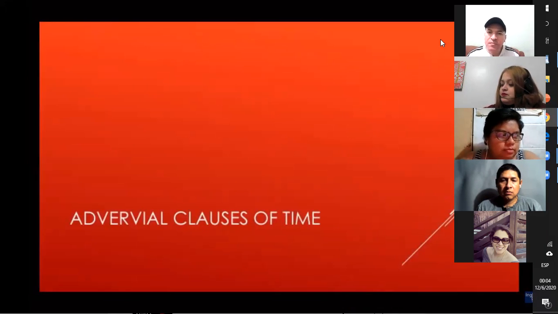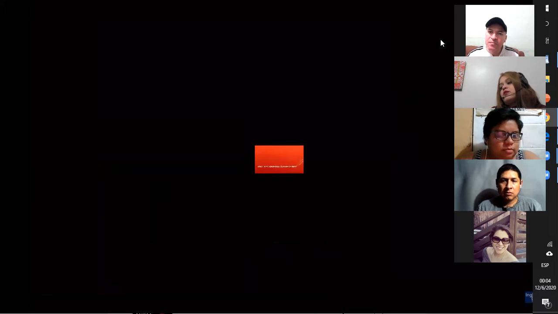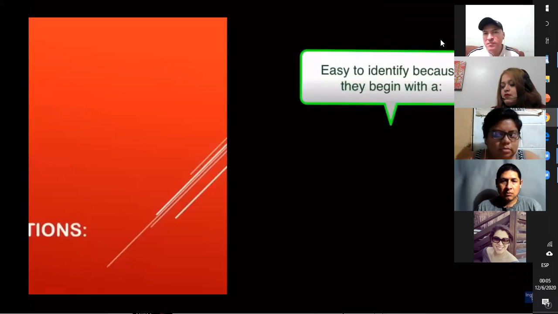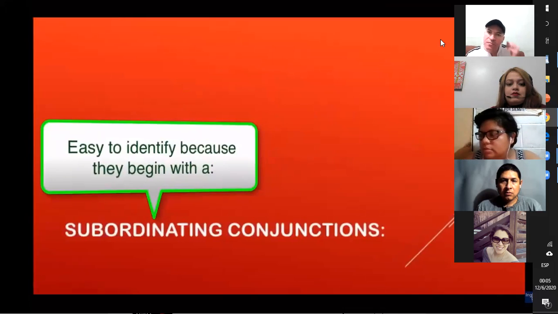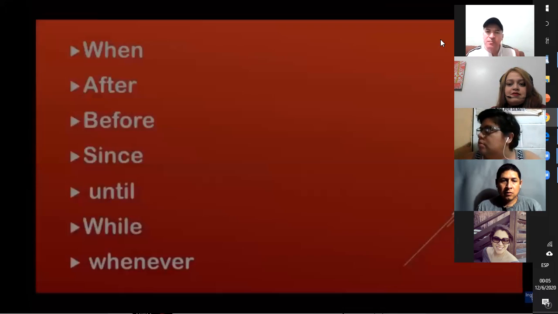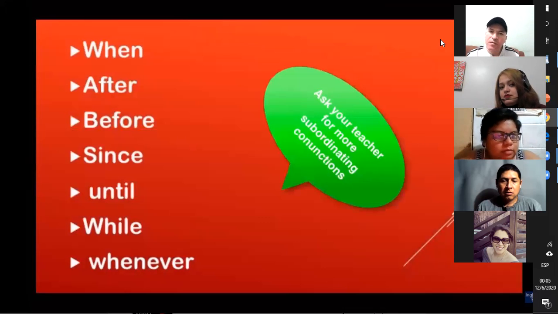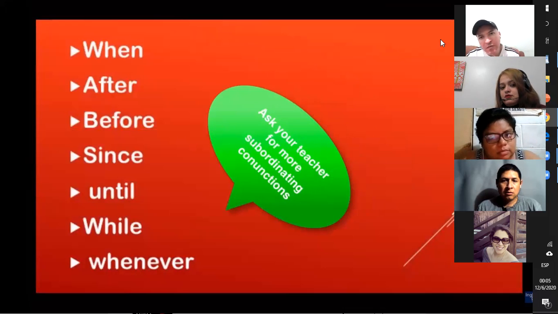There are many types of adverbial clauses, but in this session we want you to learn about adverbial clause of time. Let's define what an adverbial clause is. An adverbial clause of time describes or defines the when something happens. Adverbial clauses of time are easy to identify because they begin with a subordinating conjunction. For example, when, after, before, since, until, while, whenever. We invite you to ask your teacher to give you a list of subordinating conjunctions as a reference.